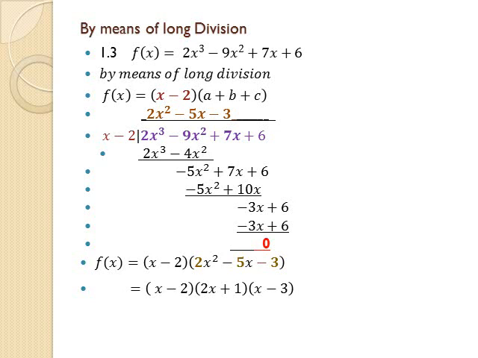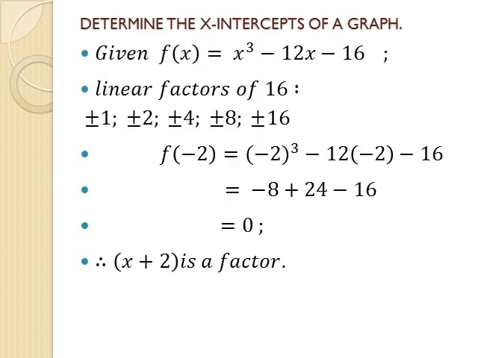Let's look at the second example, just to make sure you get used to the methods. Alright, now here in the second problem, they've given us f(x) equal x cubed minus 12x minus 16. Take note, no x squared given, so x squared is 0, right? So don't get caught out with that.